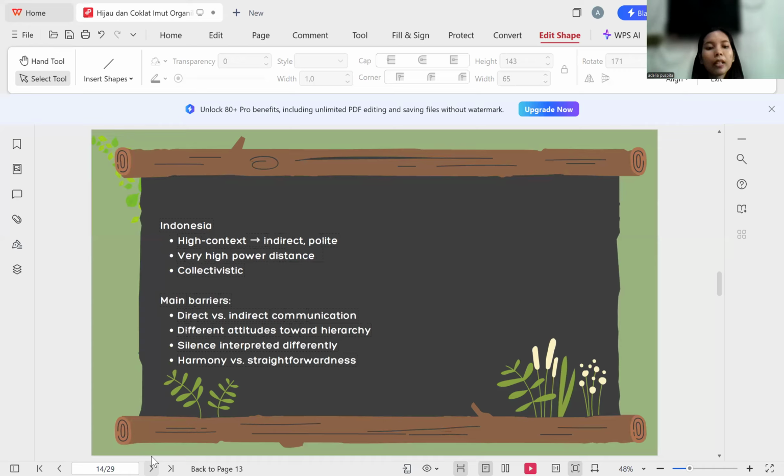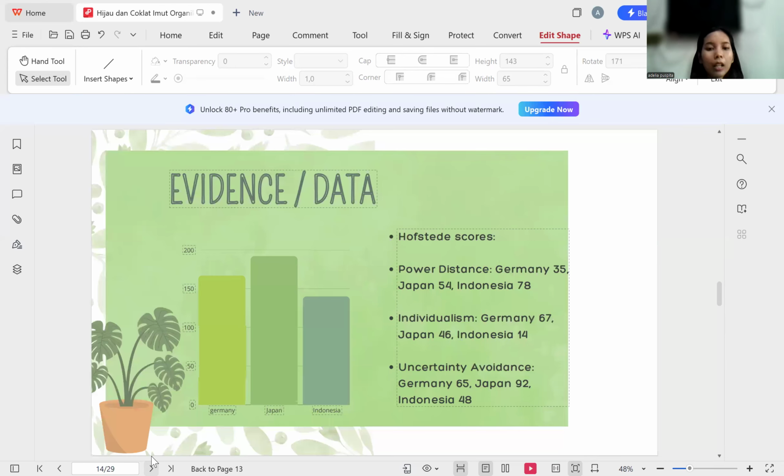So the main barrier in this case is about direct versus indirect communication, I think. They have a different attitude toward hierarchy, and they interpret silence differently, or there is harmony versus straightforwardness, I think. So this is the evidence and data from the Hofstede score.